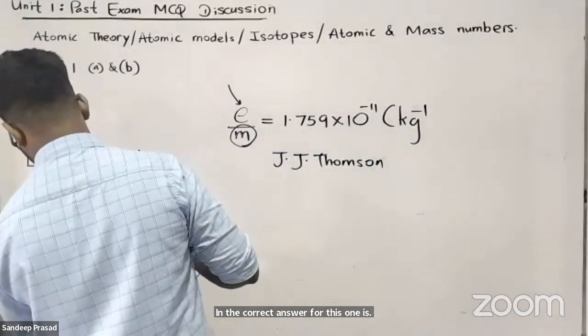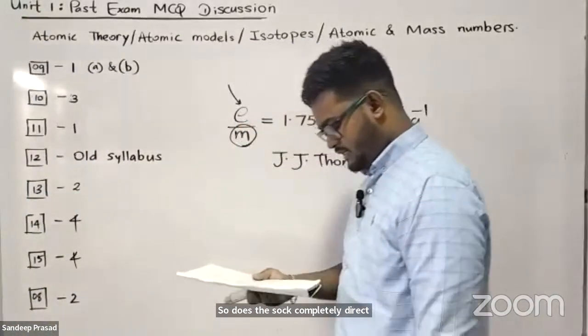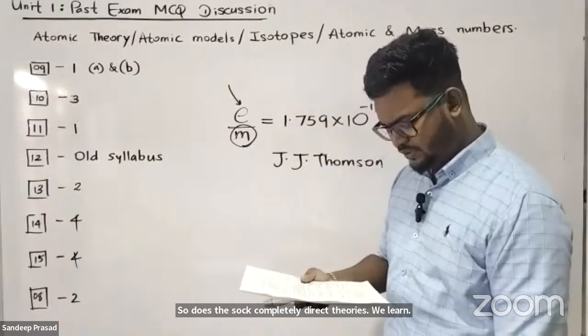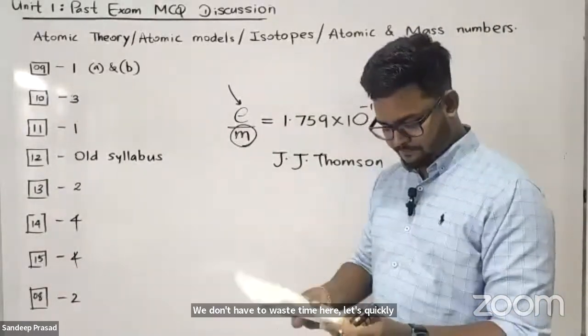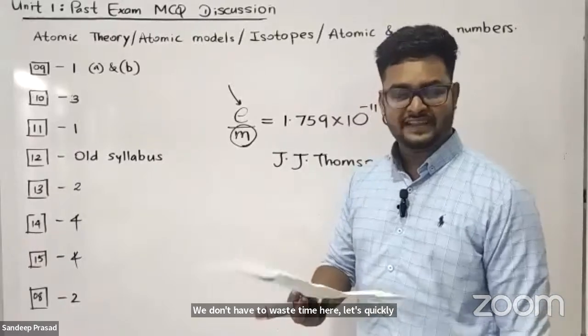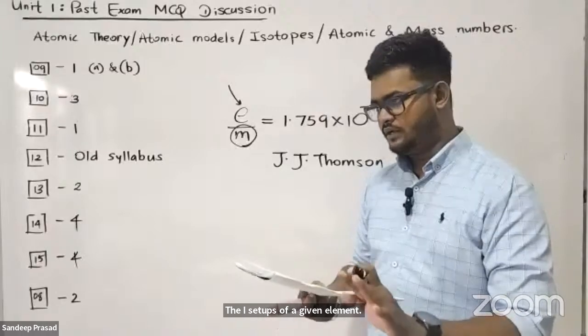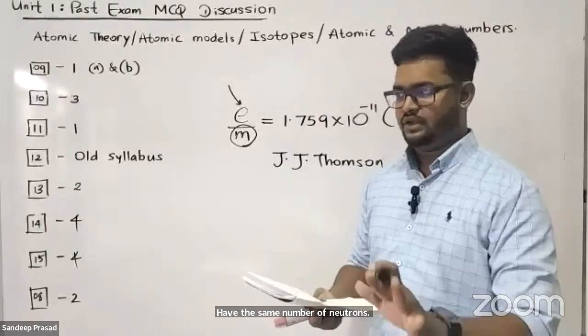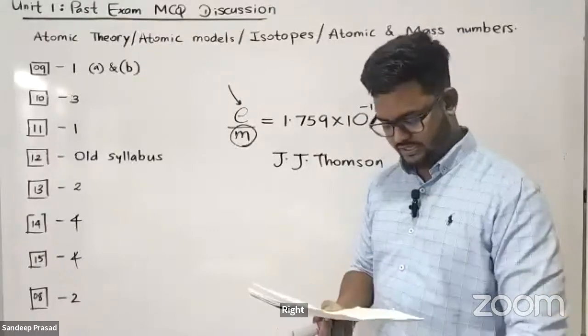Students, these are completely direct theories we learn in the theory class. Question number 16. We don't have to waste time here. Let's quickly discuss these questions, okay? The isotopes of a given element have the same number of neutrons. Remember, that is wrong, right? Neutrons are changing. That's why isotopes exist. So that is wrong.